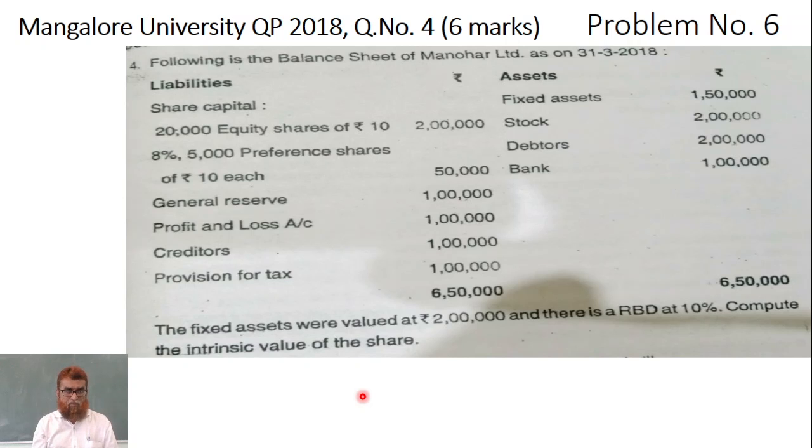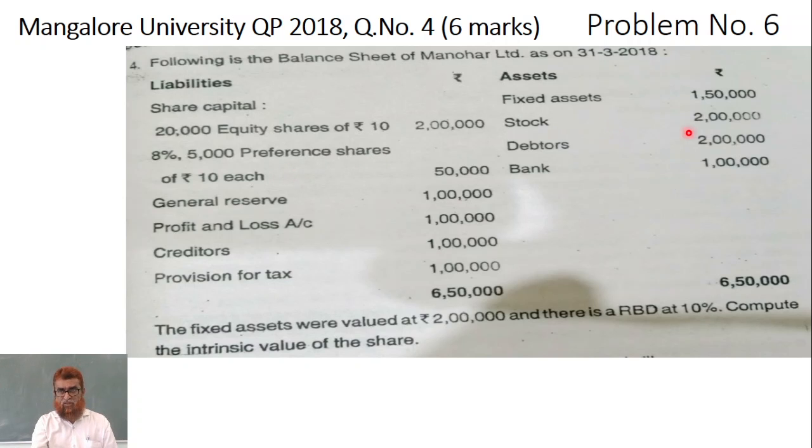Now we will move to the 6th problem. This is a question paper problem from Mangalore University question paper 2018. 6 marks question again. Following is the balance sheet of Manohar Limited as on 31st March 2018. Share capital, 20,000 equity shares of rupees 10, 2 lakh. So the number of shares is 20,000. This is necessary for calculation. Next, 8% 5,000 preference shares of rupees 10 each, 50,000. General reserve 1 lakh. Profit and loss account 1 lakh. Then creditors 1 lakh, provision for tax 1 lakh. These creditors and provision for tax are liabilities. Then preference shareholders also we should deduct from the net assets.